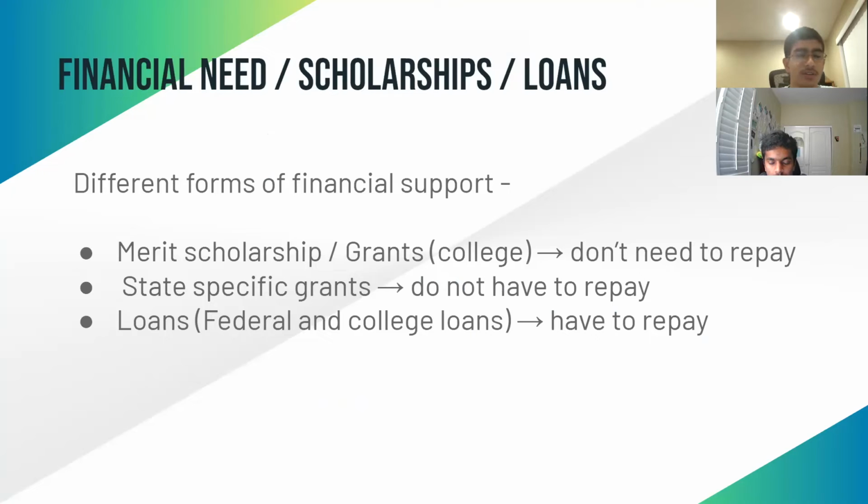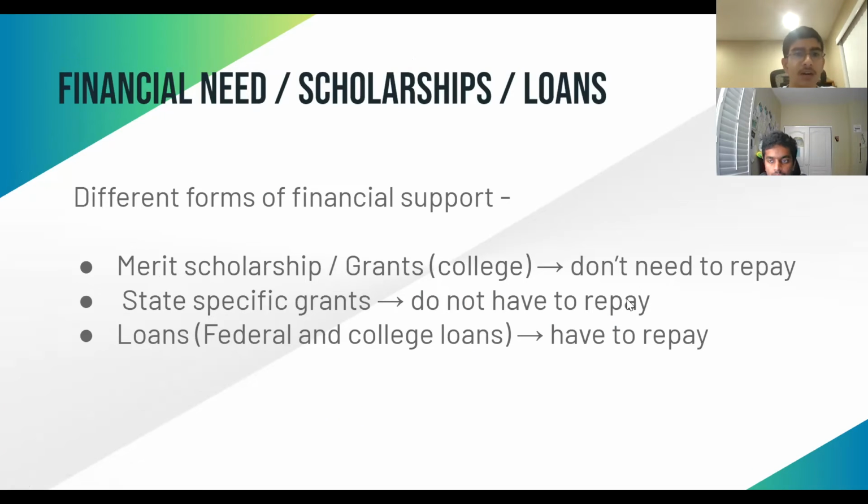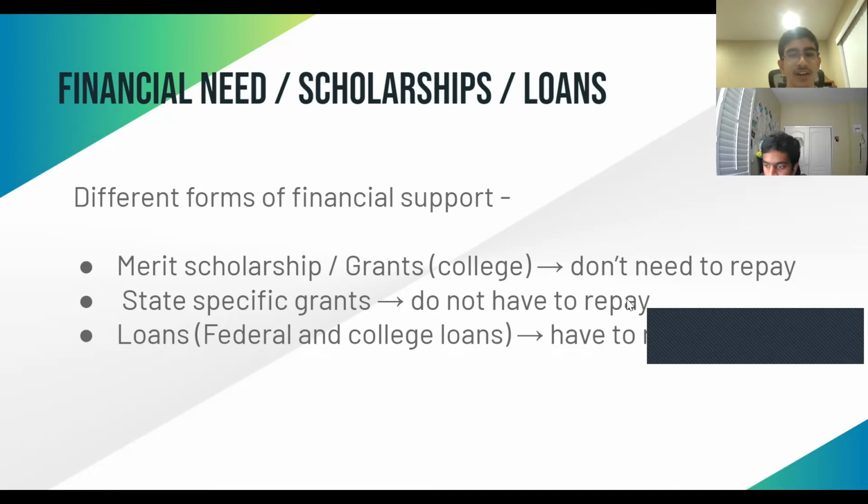So these are the forms. First of all, we have merit scholarships and grants. A merit scholarship is a scholarship that you earn with your academic achievements. Say I took the PSAT and got a good score. If you take the PSAT and score above a certain score in your state, then you will become a finalist.